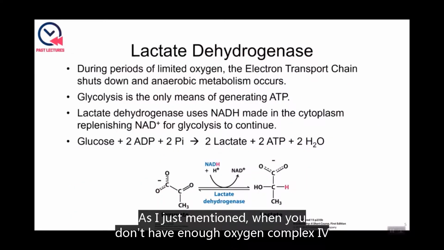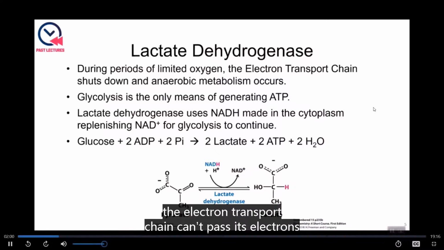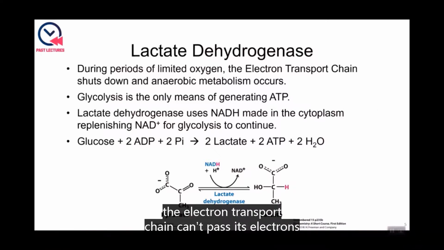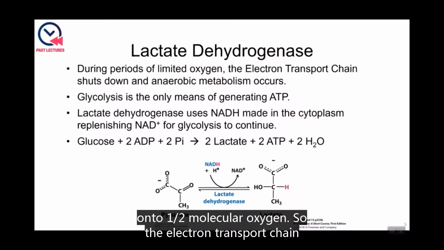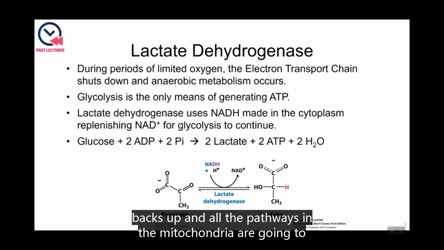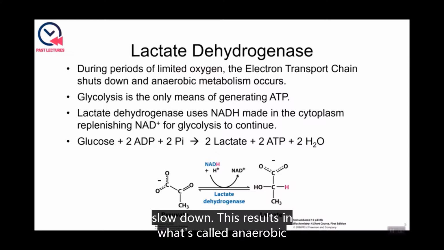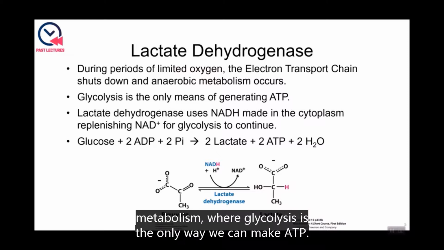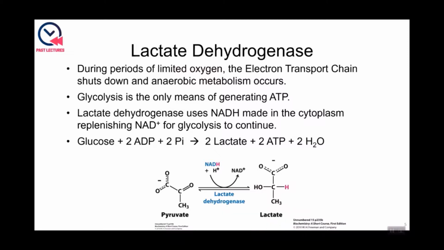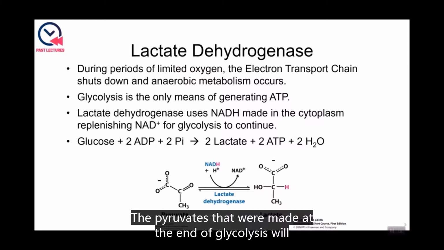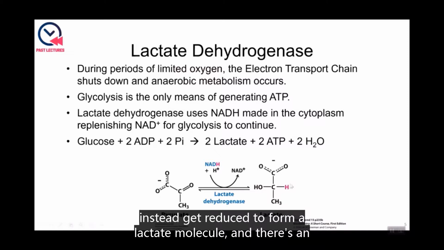As I just mentioned, when you don't have enough oxygen, complex 4 in the electron transport chain can't pass its electrons onto 1/2 molecular oxygen, so the electron transport chain backs up, and all the pathways in the mitochondria are going to slow down. This results in what's called anaerobic metabolism, where glycolysis is the only way we can make ATP. The pyruvates that were made at the end of glycolysis will instead get reduced to form a lactate molecule.